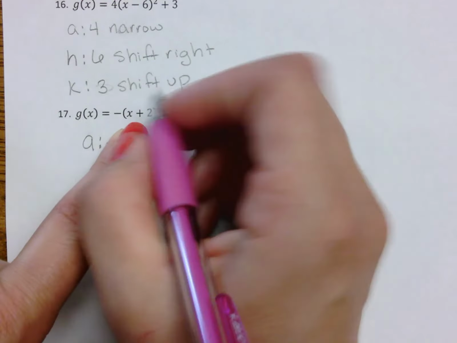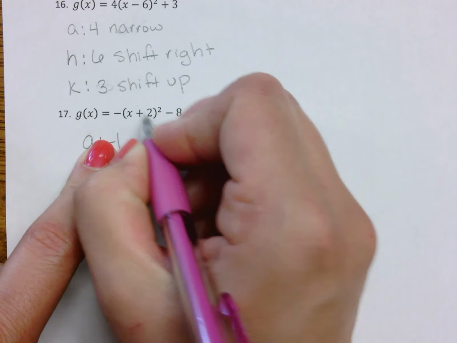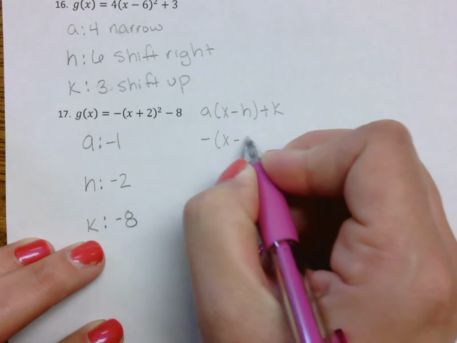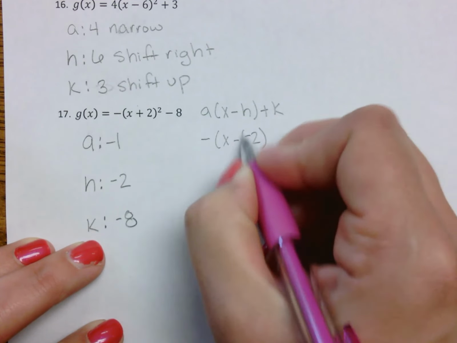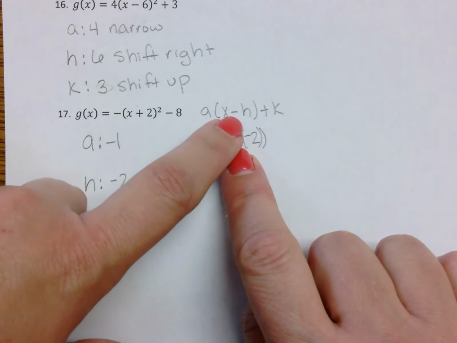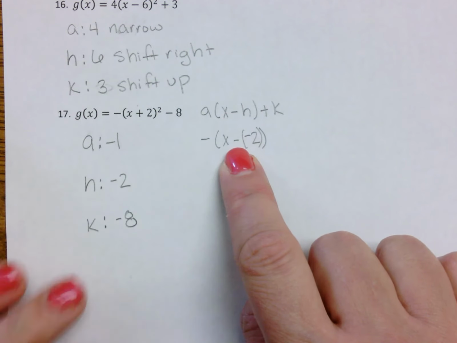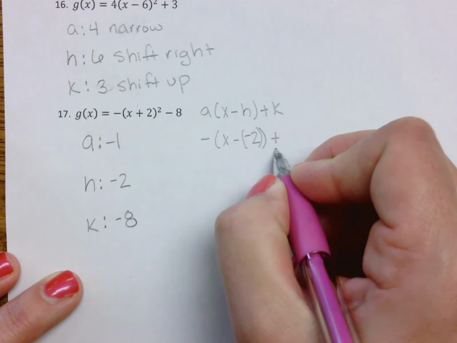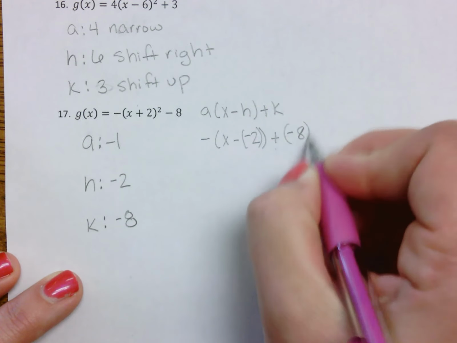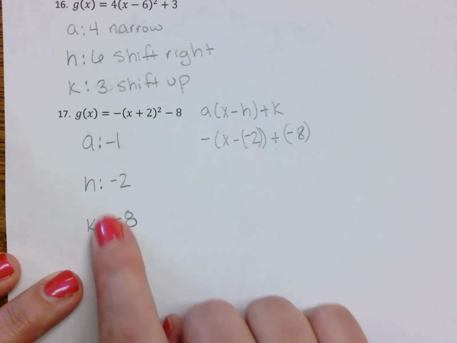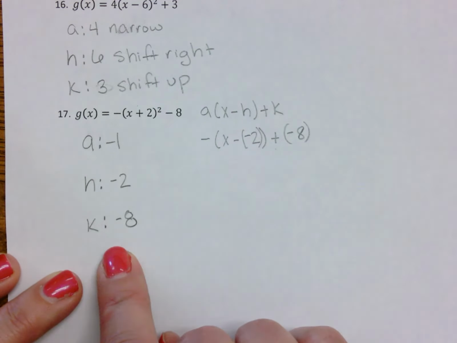a negative sign, you can change that to a pair of double negatives. And so you would write it as negative times x minus -2. And now this minus sign goes with this 2, and this minus sign is part of the original vertex formula. And it's supposed to say plus k, so we're going to put plus a -8. So now this minus sign goes with this 8. That's how we get that h is -2 and k is -8.